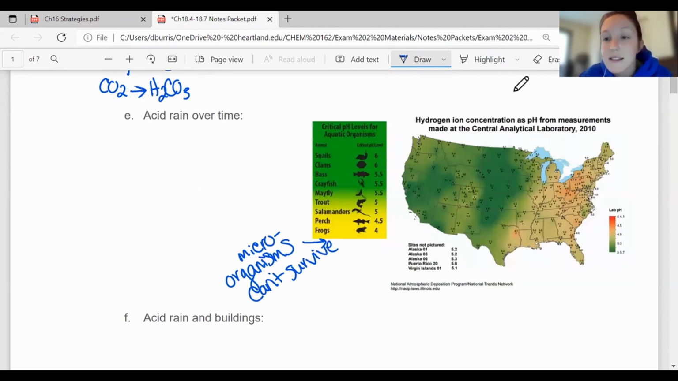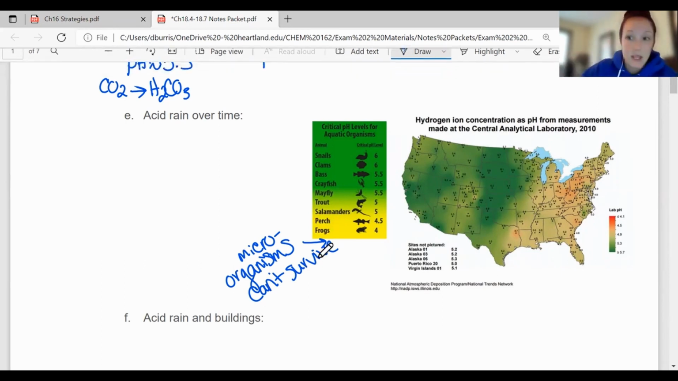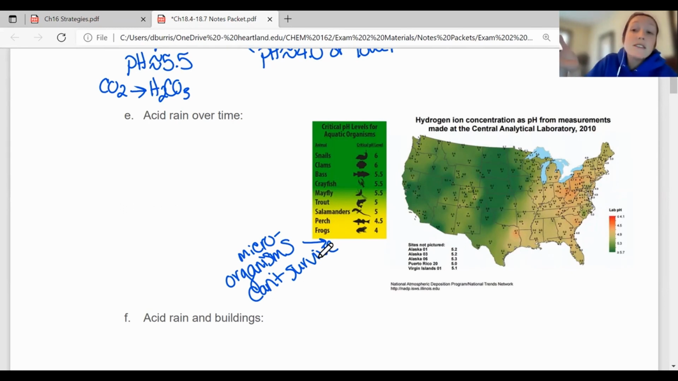And so some of these areas that are at like 4 point, let's see if I can find one. There's some like 4.8, 4.7. Yeah, that's probably the lowest one I can see. That's pretty tiny. But if it's at like 4.7, then the only things that are going to exist are perch, frogs, and those microorganisms. If we get too acidic, everything's going to die, because of course, if we don't have microorganisms, that's going to screw up the entire food chain. So acid rain over time can definitely be a problem. We have started trying to combat that, and I'll talk about what we did in a second.